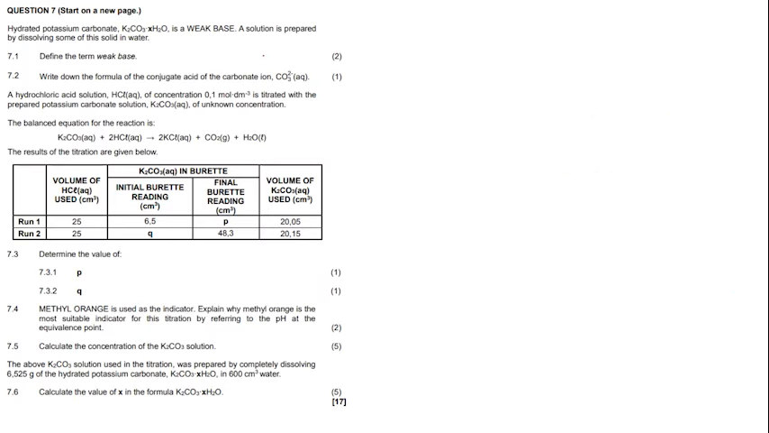The above potassium carbonate solution used in the titration was prepared by completely dissolving 6.525 grams of hydrated potassium carbonate in 600 centimeters cubed of water. Question 7.6. Calculate the value of X in the formula. So this is a question on water of crystallization. So we first need to calculate the concentration, and we can do that using the mass over the molar mass times the volume. We have our concentration, which we calculated to be 0.0622.